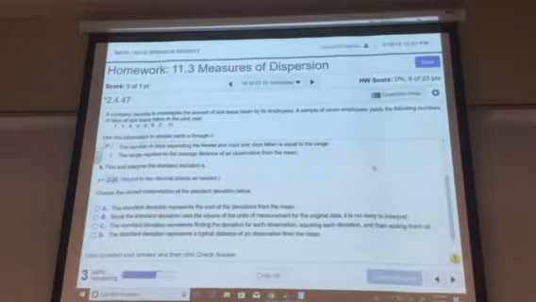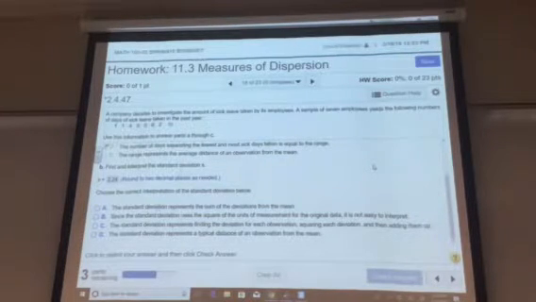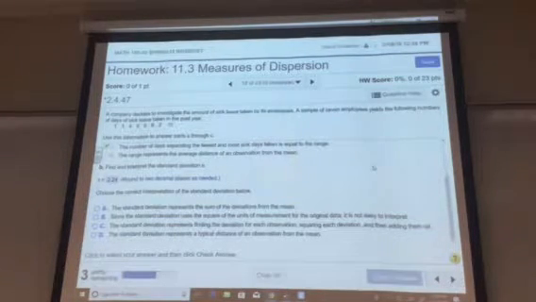So what's the best interpretation of the standard deviation? Represents the sum of all the deviations? No. But if I'm doing it by hand, I had to find all the deviations, didn't I? Since the standard deviation uses the square of the units, it's not easy to interpret. No, it's not easy to do, but it's easy to interpret.